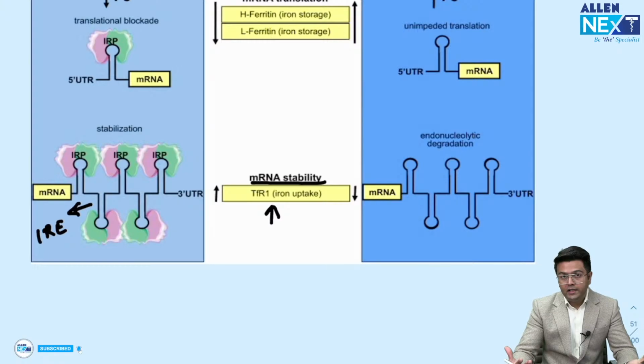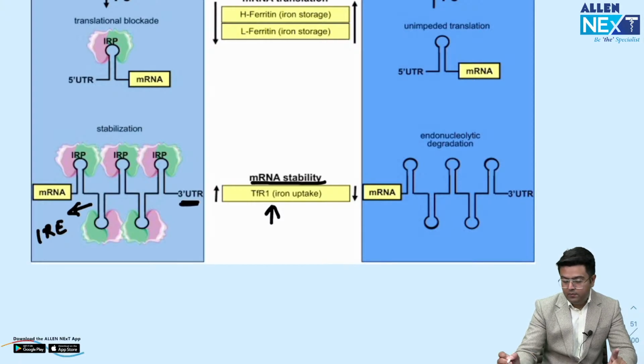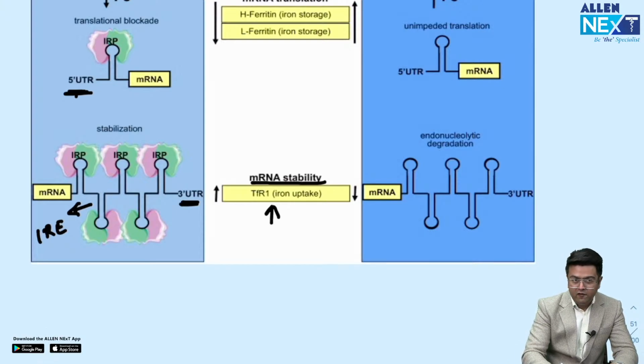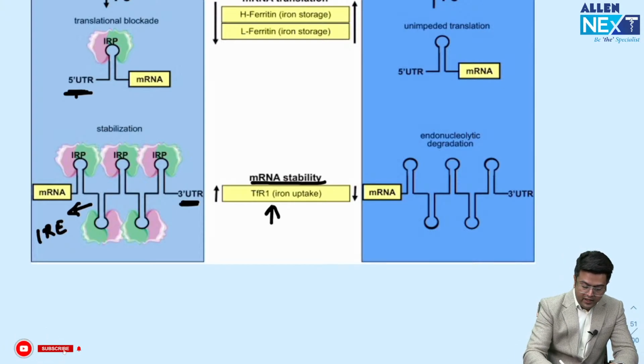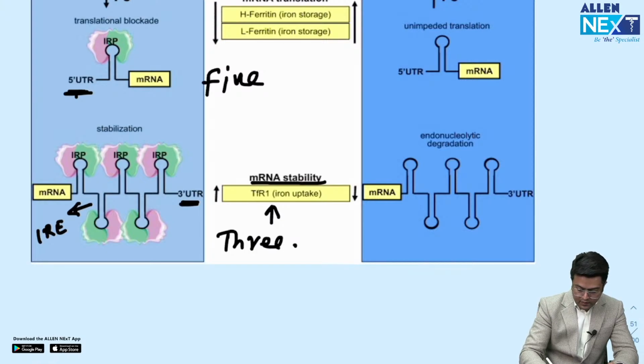So those who will be watching later on, I hope you'll be able to understand this very easily. Okay. So iron is not there. IRP binds at the 3' UTR of the transferrin receptor. Don't forget this 3' UTR and 5' UTR. Because in ferritin mRNA we have 5'. See, F for ferritin, F for 5. Right? T for transferrin, T for 3. Right?